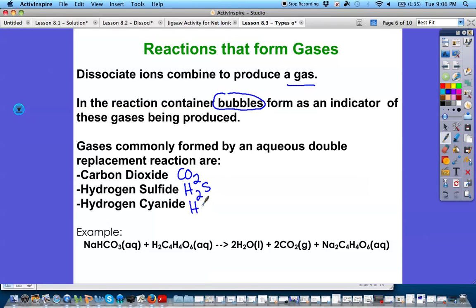hydrogen cyanide, HCN. Remember, if you have more than 2 capital letters in your formula, that means that you have a polyatomic ion. So cyanide here is a polyatomic. And in our example, here is the CO2 that is being formed.